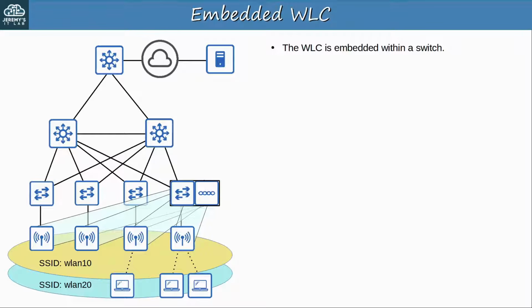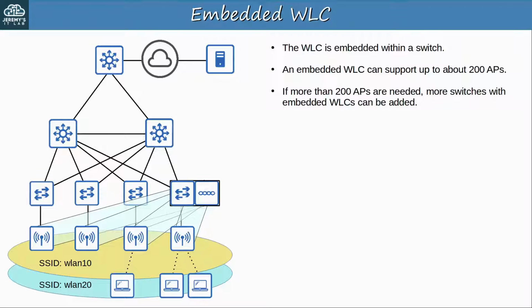Next, embedded WLCs. In this case, the WLC is embedded within a switch. This type of WLC can support up to about 200 APs, and if you need more, you'll have to add more switches with embedded WLCs. Embedded WLCs are suitable for smaller campuses.